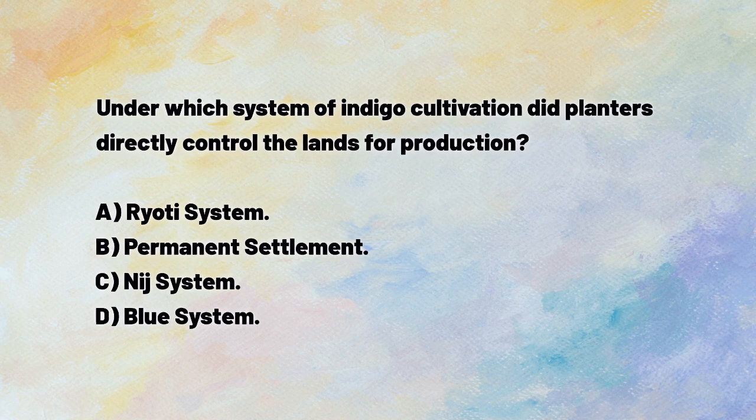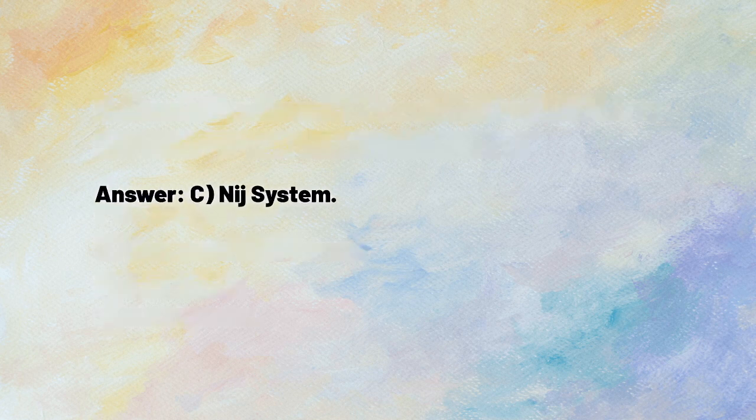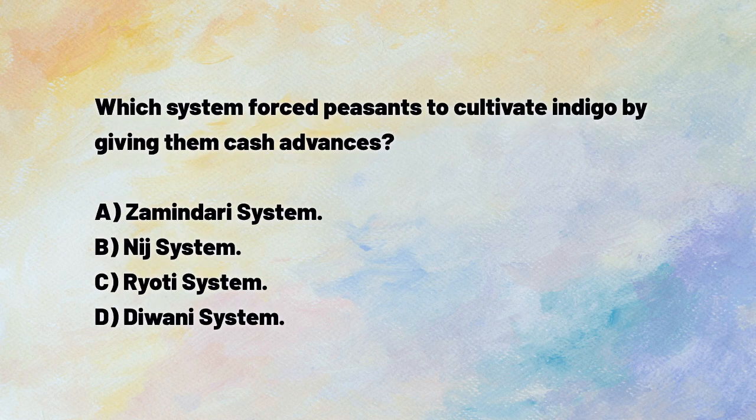Under which system of indigo cultivation did planters directly control the lands for production? A. Ryoti system, b. permanent settlement, c. Nij system, d. blue system. Answer: c. Nij system.